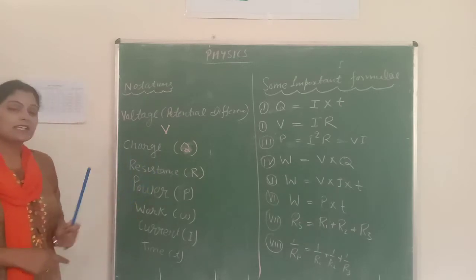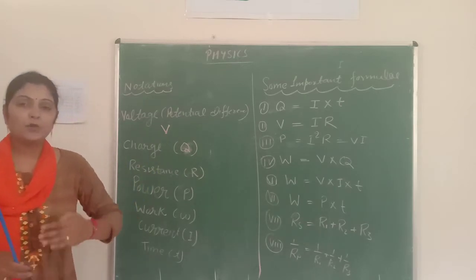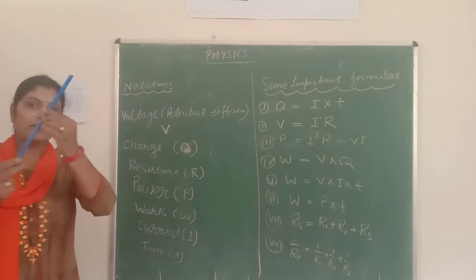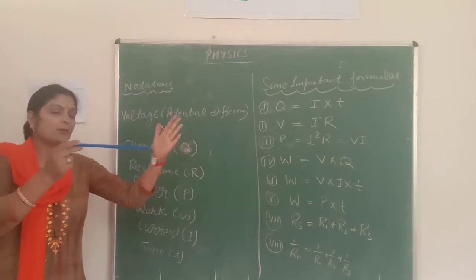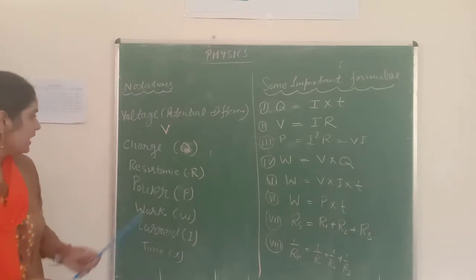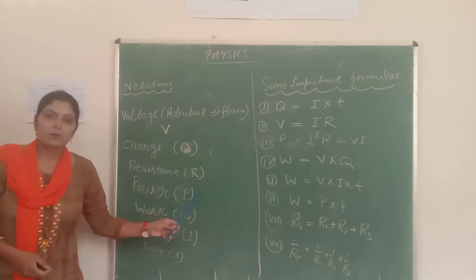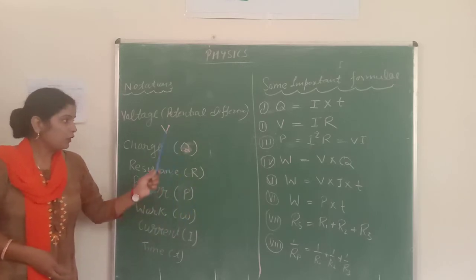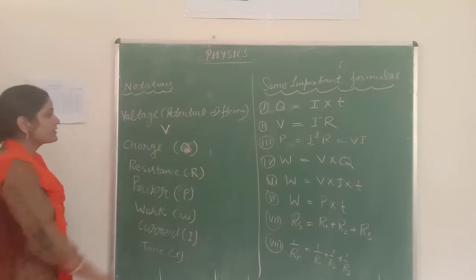Okay, resistance. Students, resistance means the opposition to the flow of current. Current means charges are flowing and any opposition in the path of flow of current is known as your resistance. And resistance we denote by the letter capital R. Along with this I will keep on writing units also.